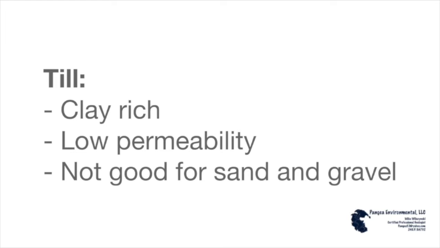There's two types. One is till. This is clay rich and has low permeability, which means water doesn't flow through it very well because the clay fills all of the area or volume in between the other grains, and so water can't flow through it very well. It's also not good for sand and gravel because of the clay. It sticks to the sand and to the gravel, and it's hard to process off of it.